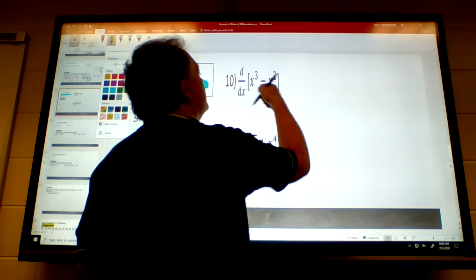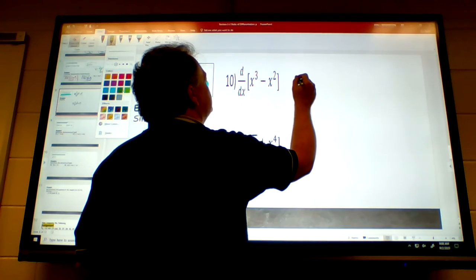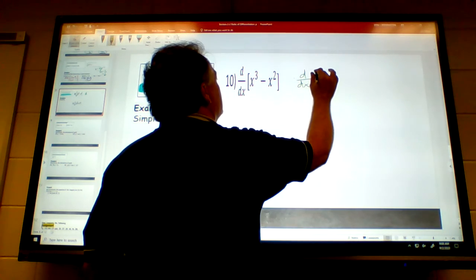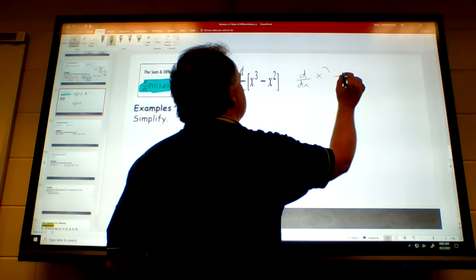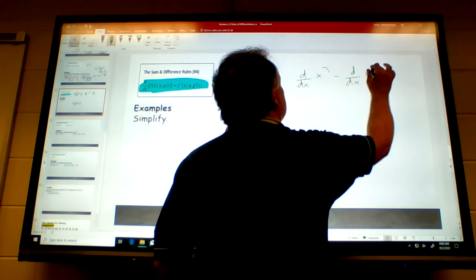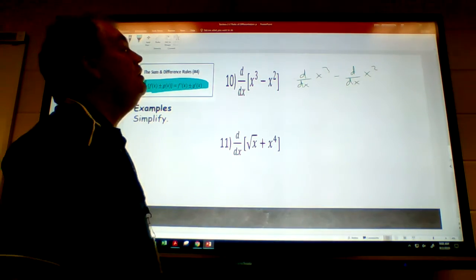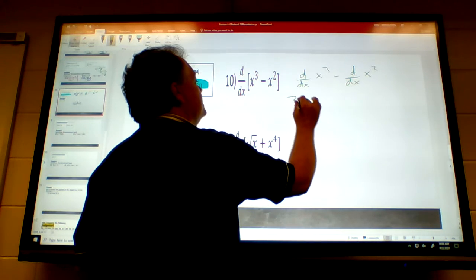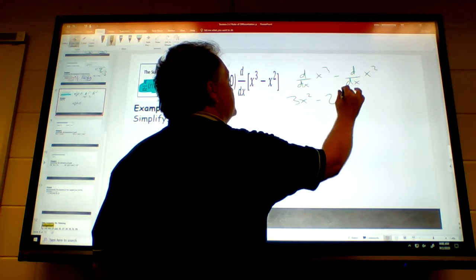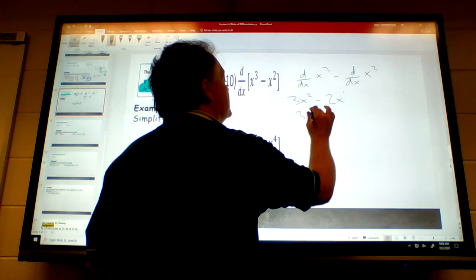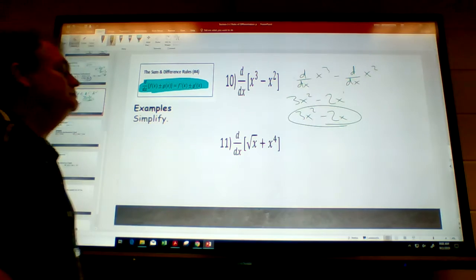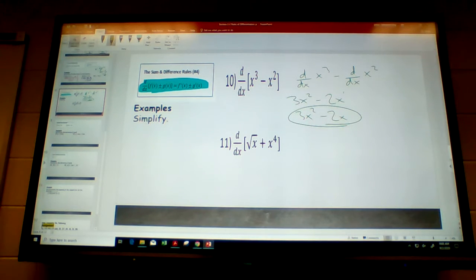Okay, so now the derivative, I'm going to write this d/dx of x to the third minus d/dx of x to the second. Well, the derivative of x to the third is 3x to the second minus 2x to the first, or simply 3x squared minus 2x. So just leave it like that.